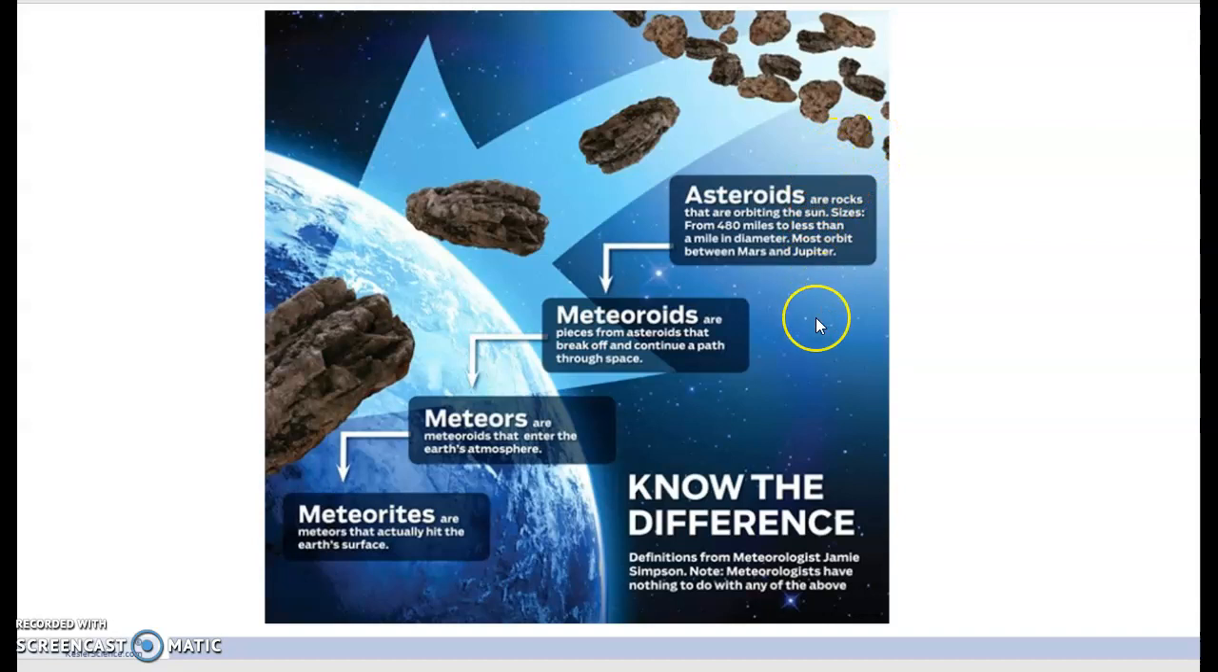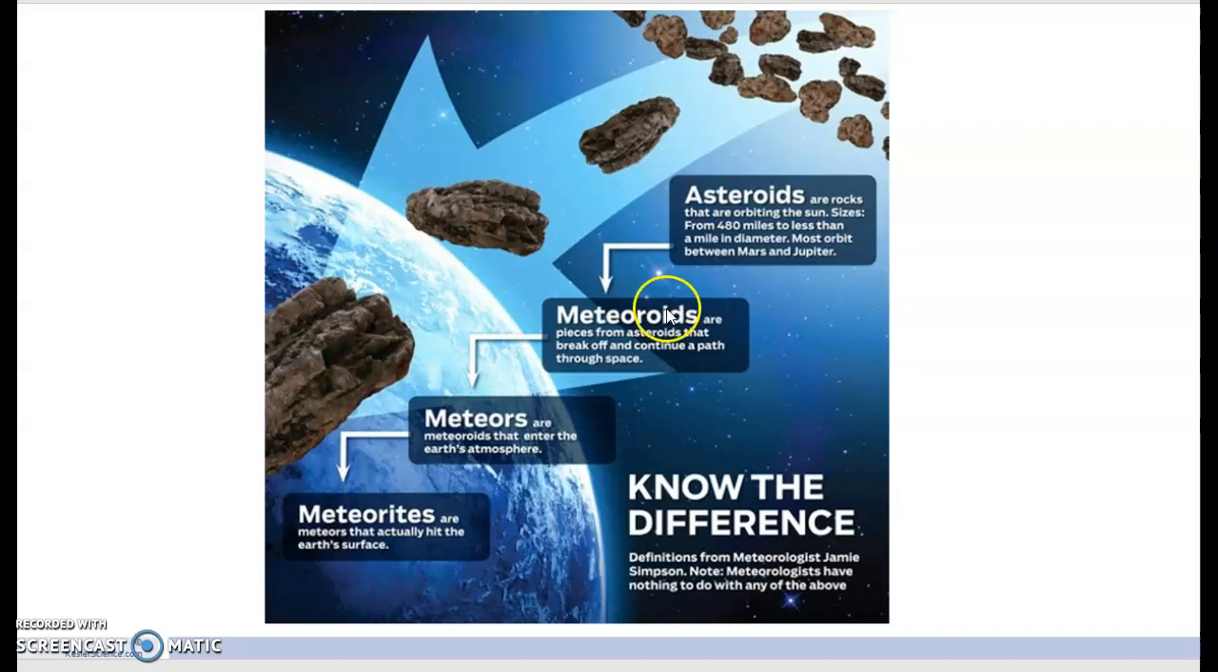Okay, an asteroid. These are rocks that are orbiting the sun. They're in the asteroid belt, and that's where you'll find them. Okay, a meteoroid is a piece of the asteroid that has broken off and it's continuing a path through space. It could be in the asteroid belt. It could be outside of the asteroid belt. It could be headed towards Mercury. It could be headed towards Neptune. It doesn't matter. It's just a fragment that's just out there floating around.